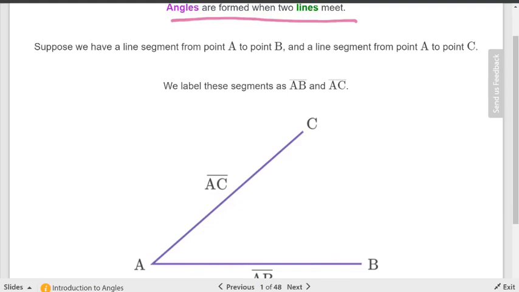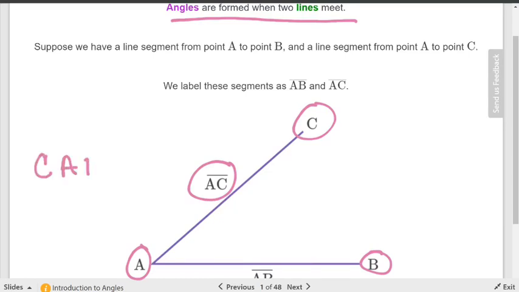Now notice the naming convention. AC, A to C. AB, A to B. Now there's one other convention. If you're naming this angle, this would be angle CAB. The symbol for angle is just a little angle in front. Now notice which one is in the middle. A. Why is A in the middle? Because it's where the angle is. It's called the vertex. So the vertex is always in the middle.